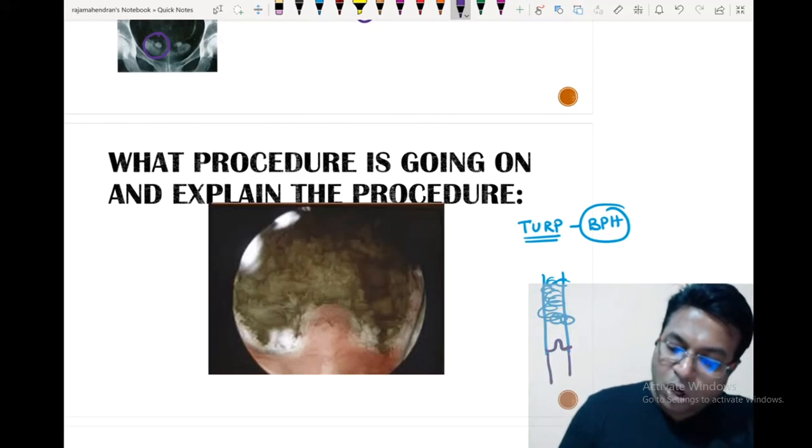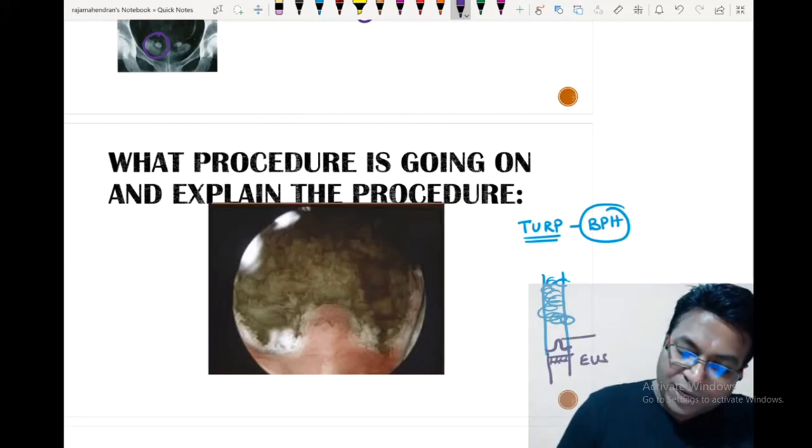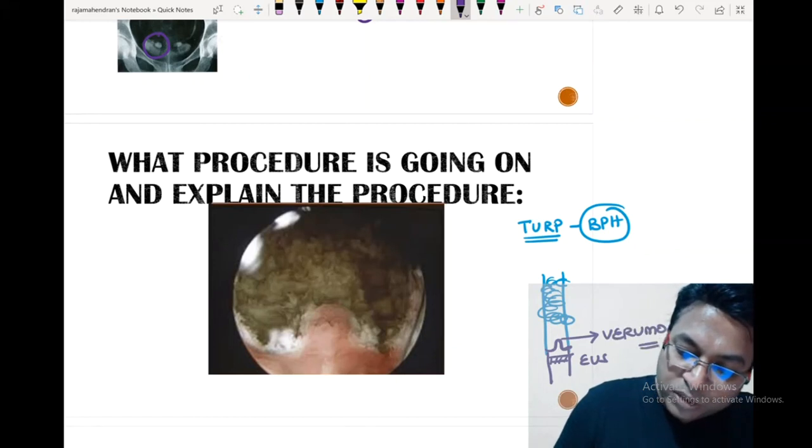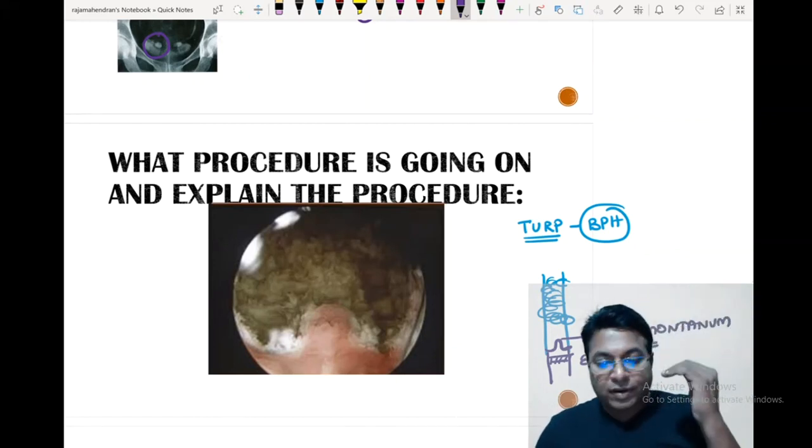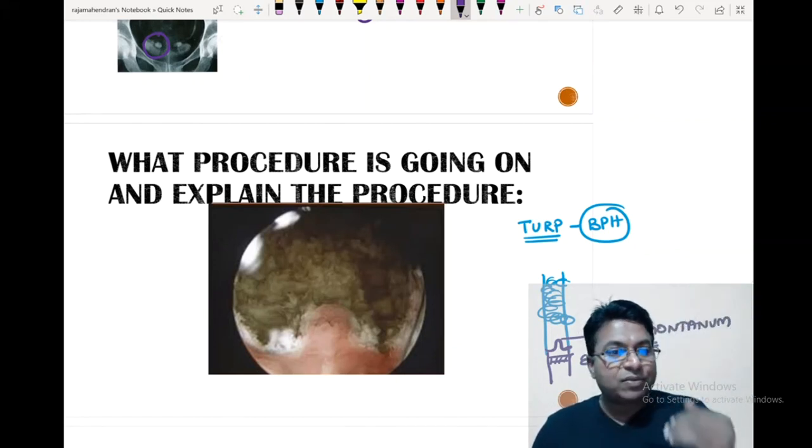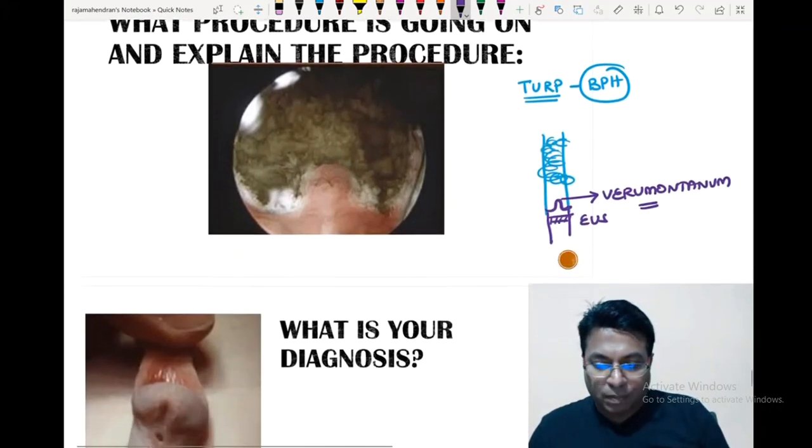I should not resect beyond this because there is the external urethral sphincter here. Therefore, I stop at this place known as verumontanum. This question is again a NEET PG question. So, the distal limit of transurethral resection of prostate is verumontanum. Very good. That is a place where we have to stop.